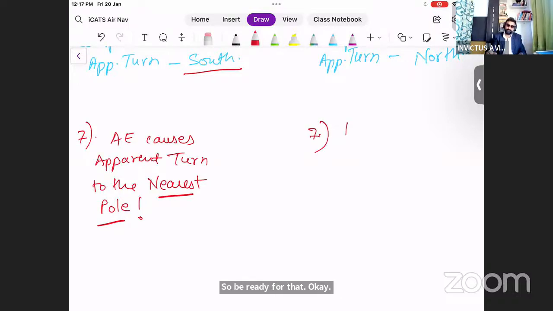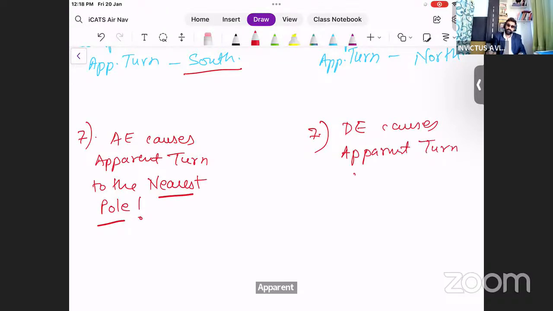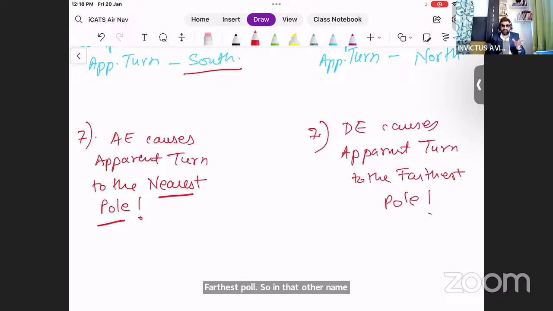Deceleration error causes apparent turn to the farthest pole. So in the northern hemisphere, if I'm having deceleration error, then the apparent turn will be towards the south pole, which is the farther pole compared to the north pole. Let's see if it stands true.